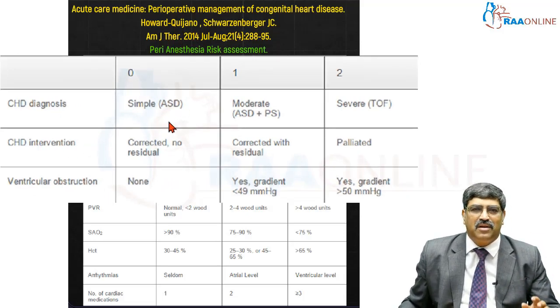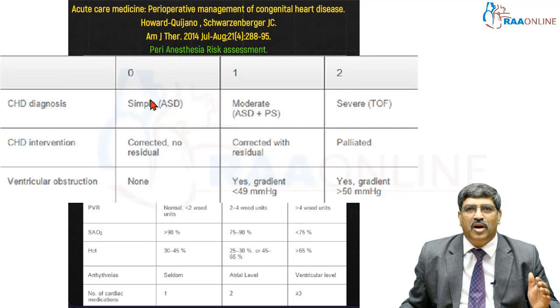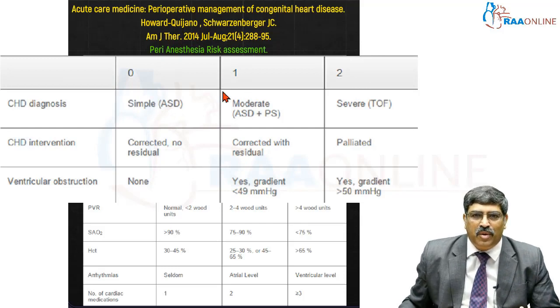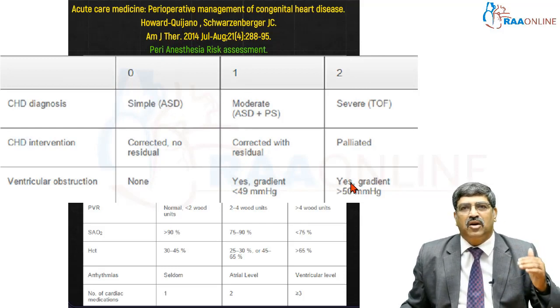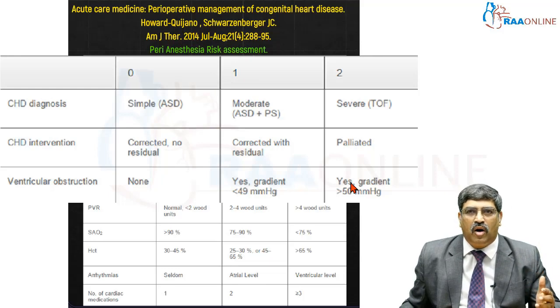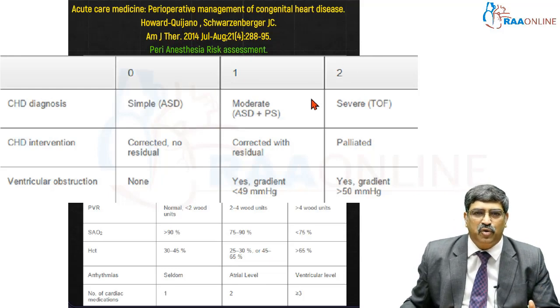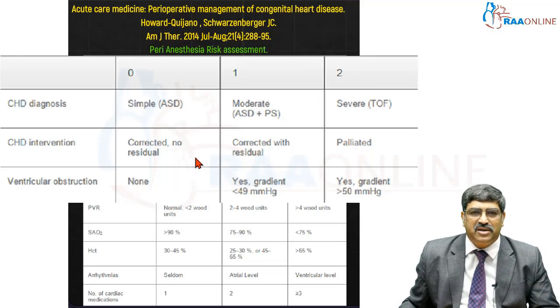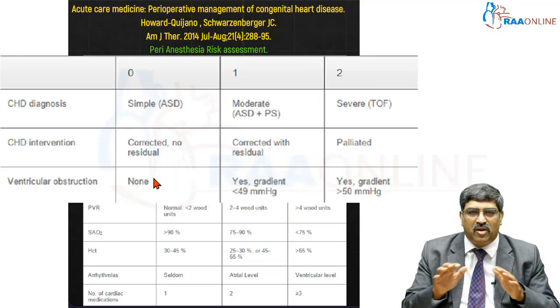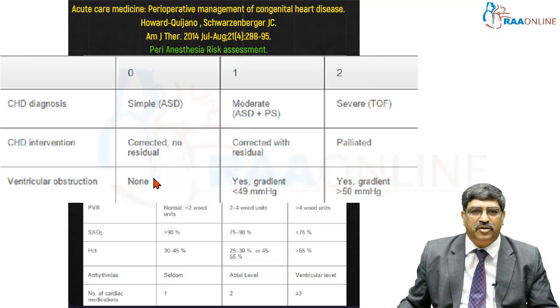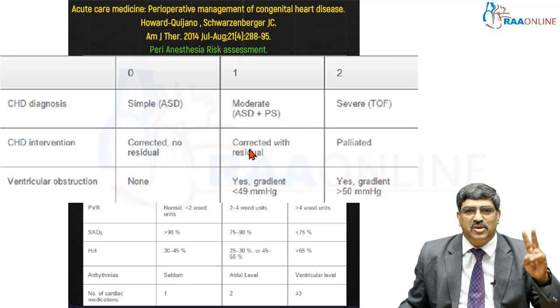A simple ASD has 0 points. A moderate lesion will have 1 point, and a severe lesion like complex tetralogy of Fallot or transposition of great arteries will have 2 points. Coming to the intervention, when the patient has undergone surgery and is fully corrected and there is no residual, it is 0. Corrected with residual, it is 1 point.